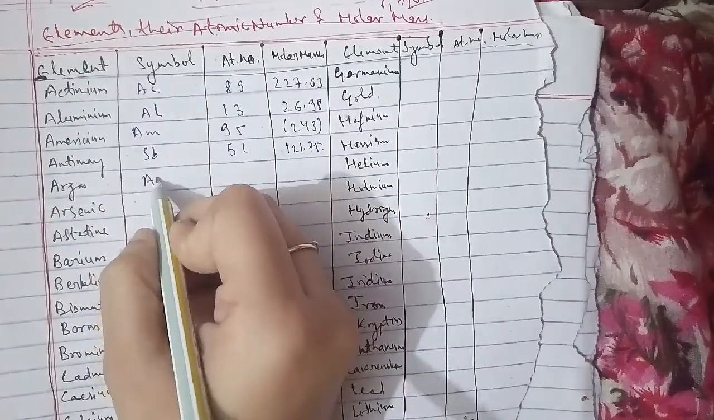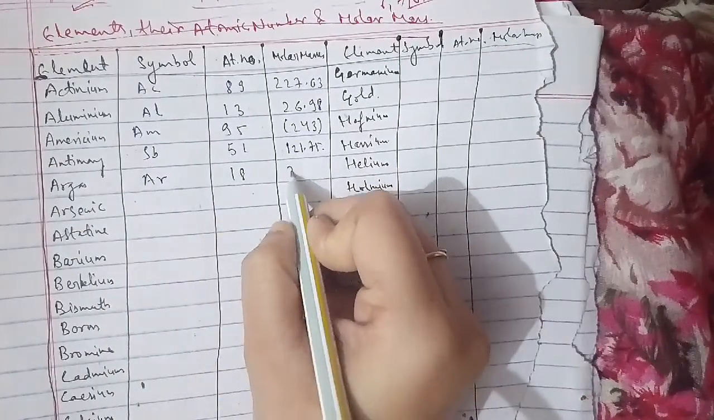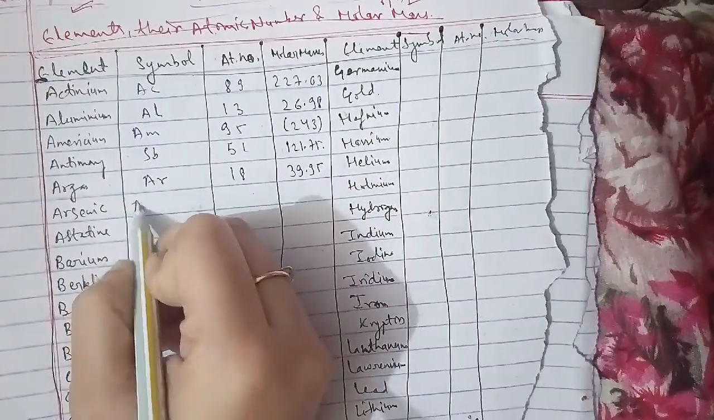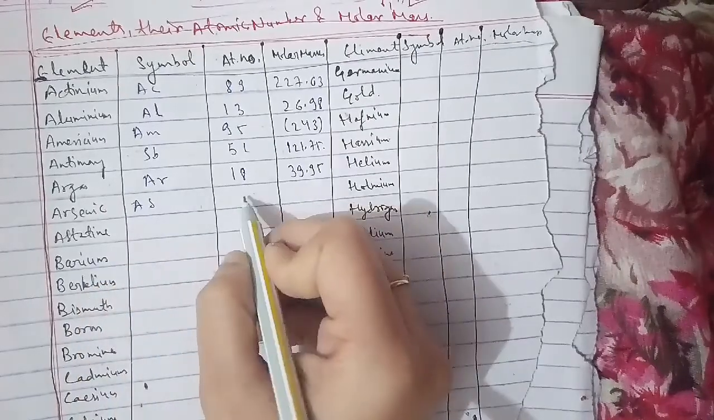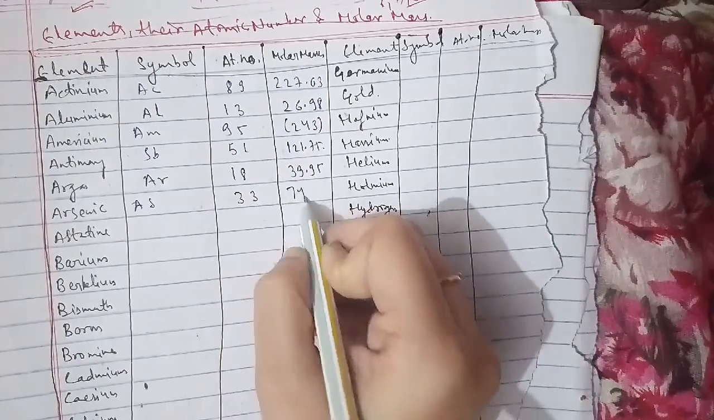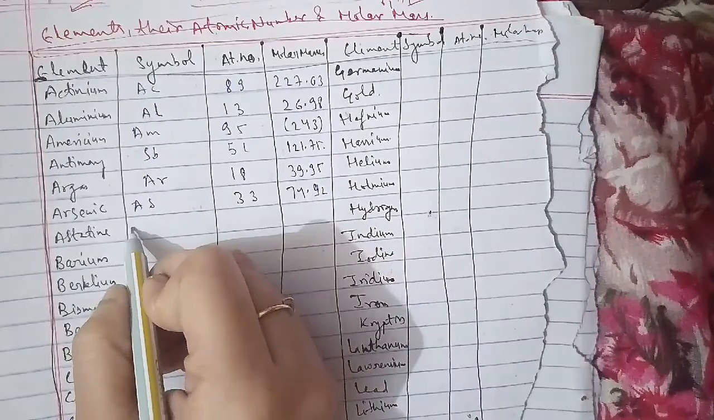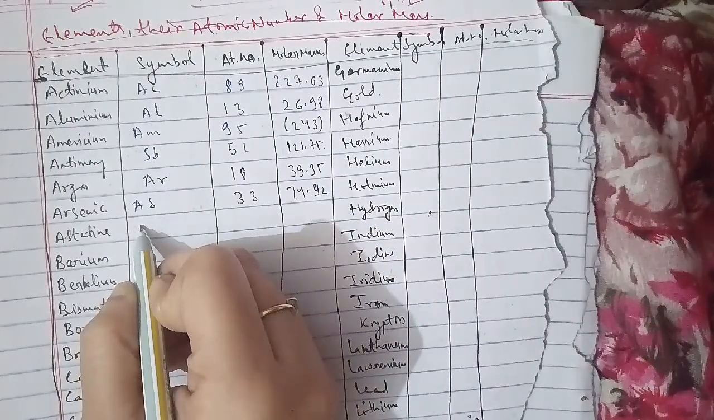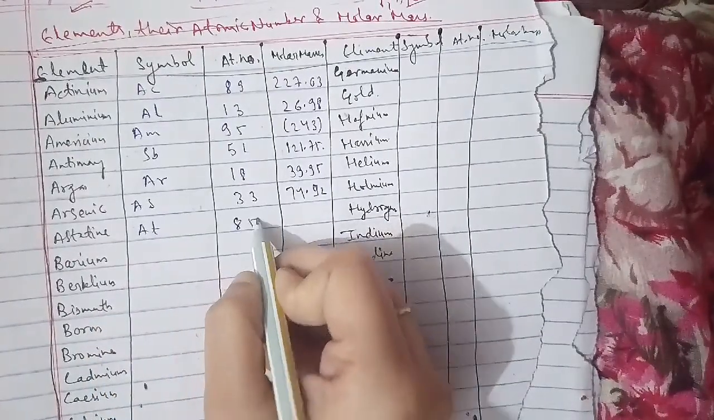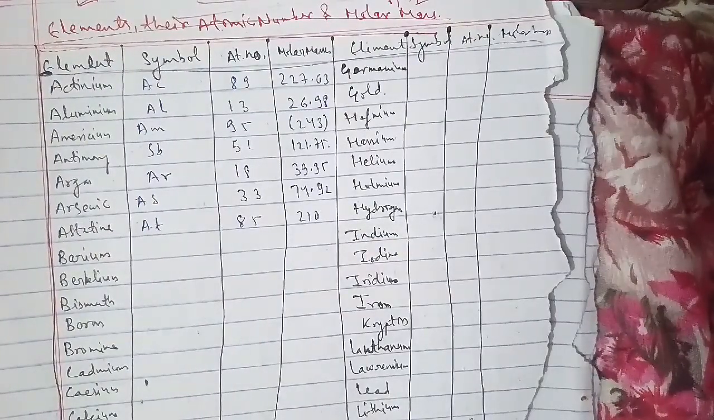Now we will go ahead further. Another one is barium, the symbol we have is Ba, atomic number here is 56, and the molar mass is 137.34. Now we have beryllium, and the atomic number and mass is what we will have to find out.